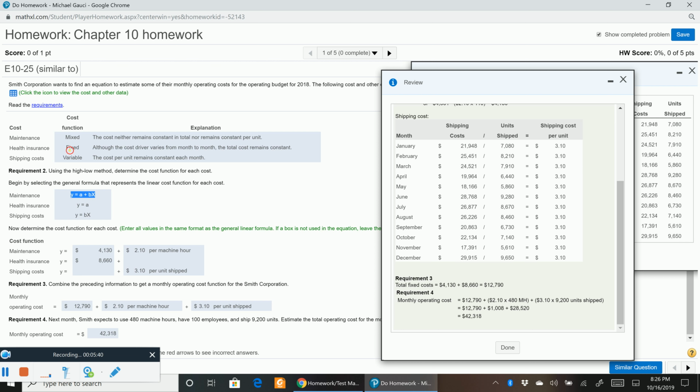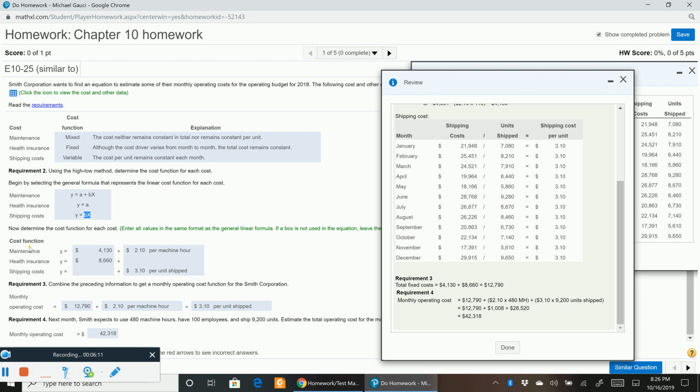Health insurance we said was a fixed cost. Therefore, Y, which is the total cost, will equal the fixed cost. Shipping cost is variable. So we'll say Y equals the variable cost per unit times the number of units. So those are our cost formulas. So now that we know our cost formulas, let's do our cost functions.